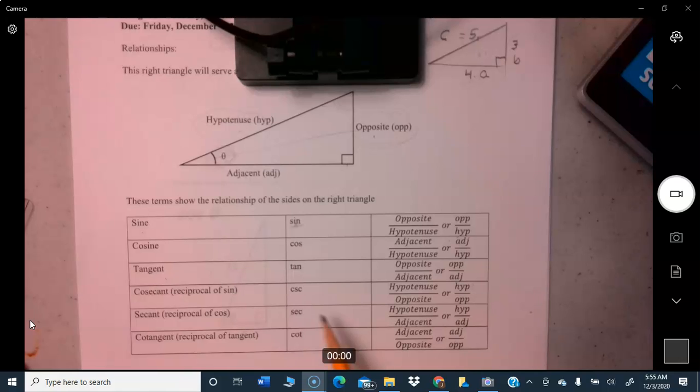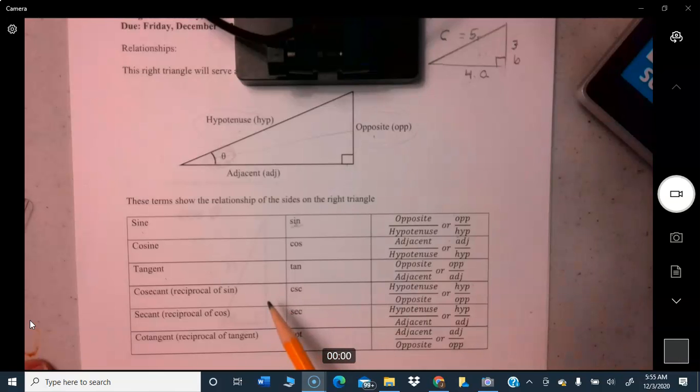The secant does the same thing with cosine. Cosine is adjacent over hypotenuse. The secant is hypotenuse over adjacent. And finally, the cotangent does the same thing with the tangent. Tangent is opposite over adjacent, and cotangent is adjacent over opposite. So those are some that you'll learn just with use.